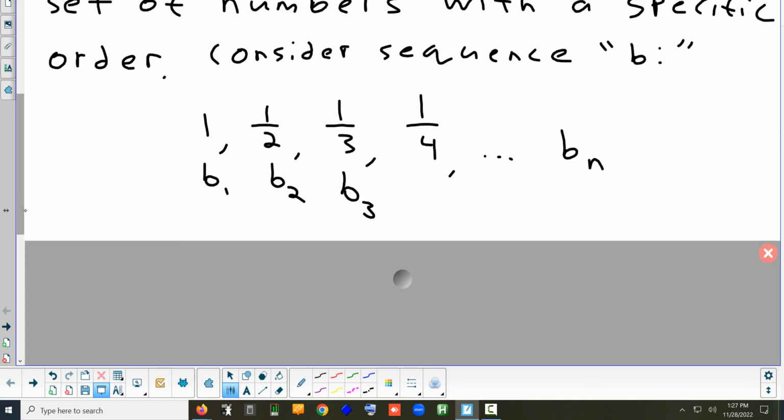Right, any questions on how we name a sequence using that notation? All right, so how about Dominic, if I was going to name this next term, what would that one be? Yep, B sub 4. Very good.